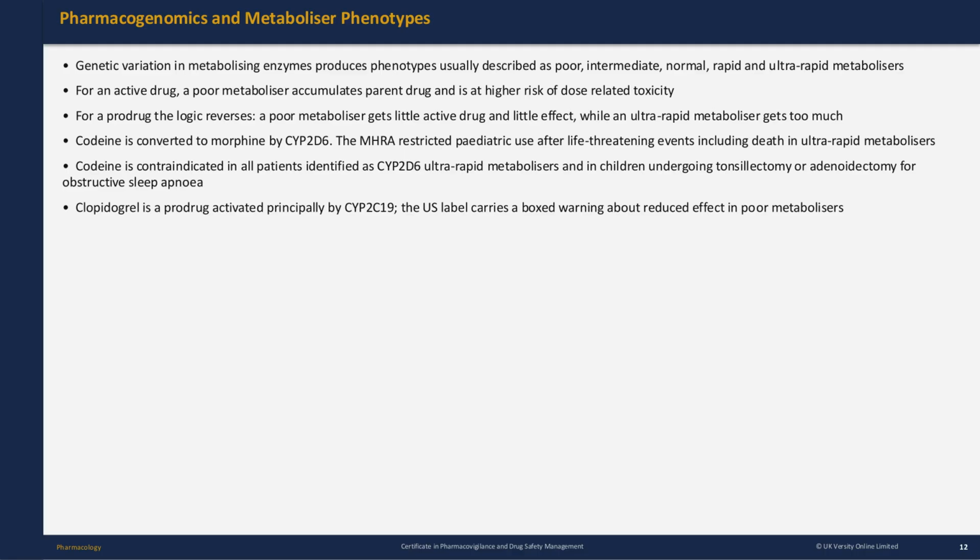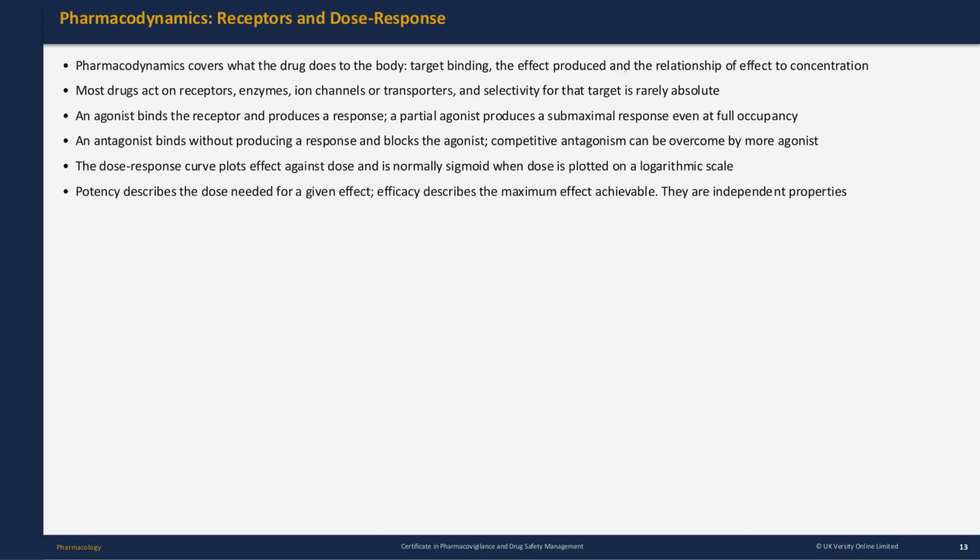Codeine is converted to morphine by CYP2D6. The MHRA restricted pediatric use after life-threatening events, including death in ultra-rapid metabolizers. Pharmacodynamics, receptors, and dose response. Pharmacodynamics covers what the drug does to the body, target binding, the effect produced, and the relationship of effect to concentration.